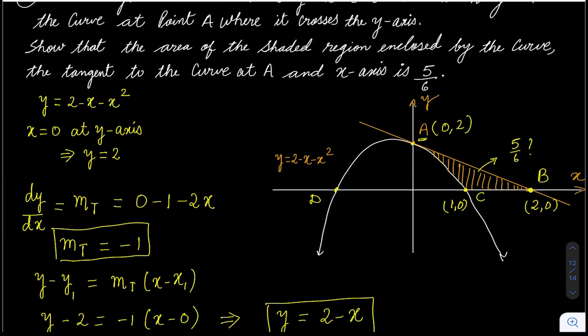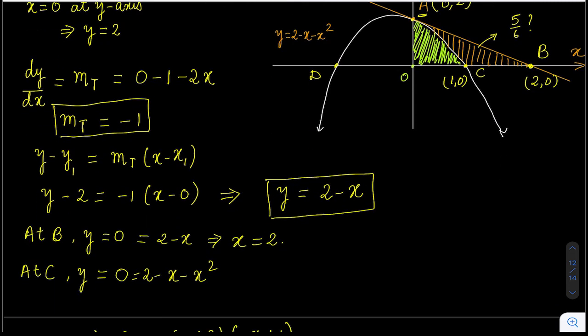Now, first thing is, can we find this area that I'm shading with this green shaded area? This area is the area bounded by the curve, that is the quadratic, and the x-axis from 0 to 1. We can find this, right? So let's first find this area.